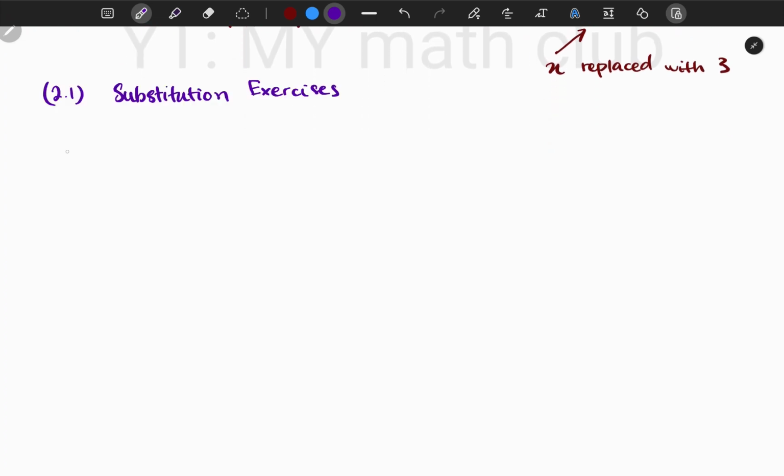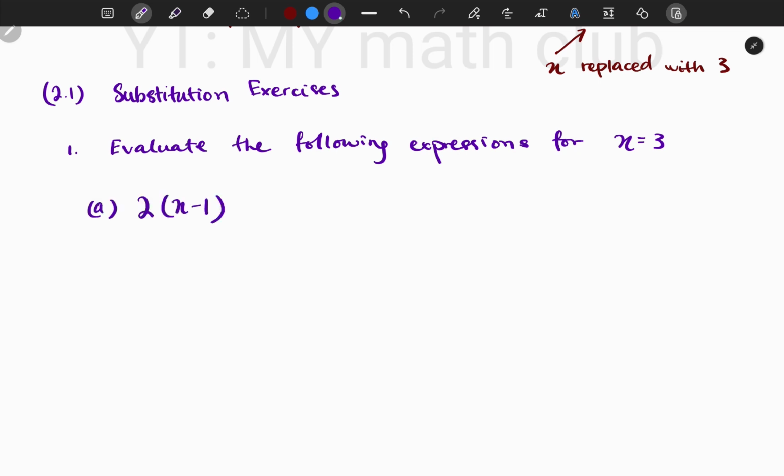So let's try out some exercises to practice. Question 1. Evaluate the following expression for x equals 3. Question A. 2(x minus 1). So this question is just asking you for any algebra that you see in the expression, you just want to replace it with the number 3. So if you substitute 3 inside, 3 minus 1 in brackets, you get 2. 2 multiplied by 2, you get 4. And it's just about that, right?